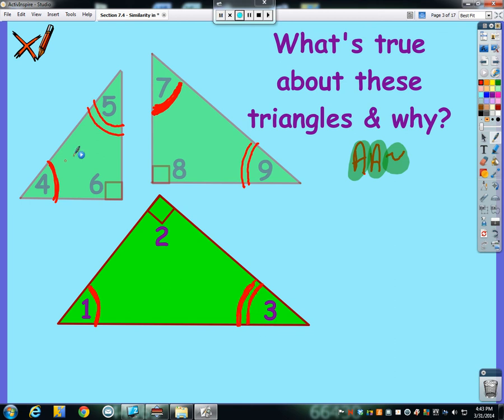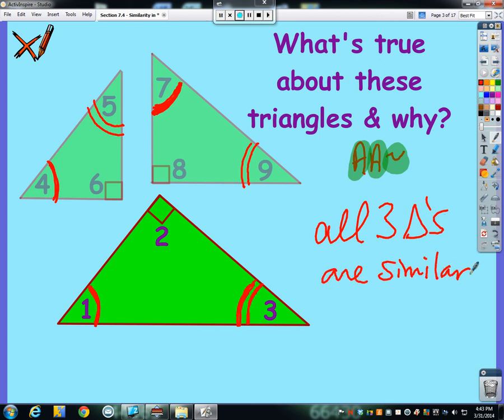So really, all three of these triangles are similar by angle-angle similarity. Okay, so if you draw in an altitude of a triangle, remember if we drew in the altitude here, boom, 90 degrees, the original big triangle and the two smaller triangles inside of it are all similar to each other.